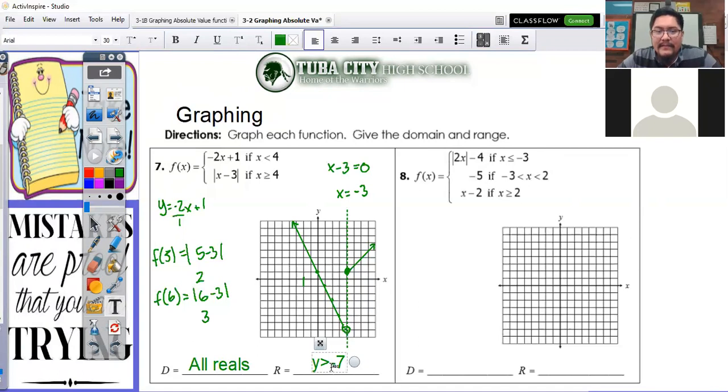So if I tried to get -7, I can't get -7 using either of these rules. All right, so that's why there's a hole here. And if I picked, say, 4, I would have to use this line here. I'd have to use that one.